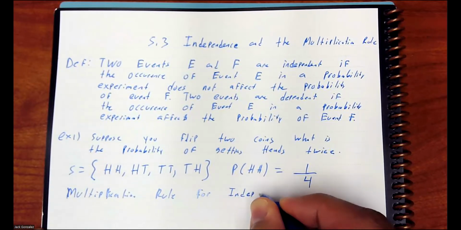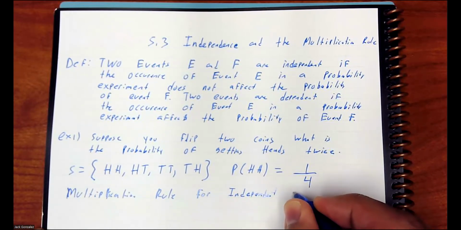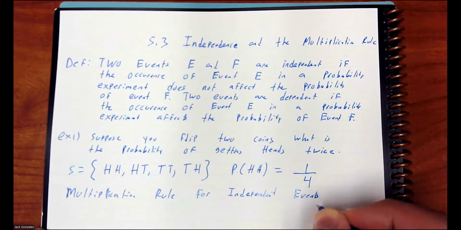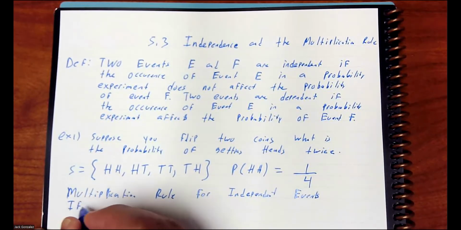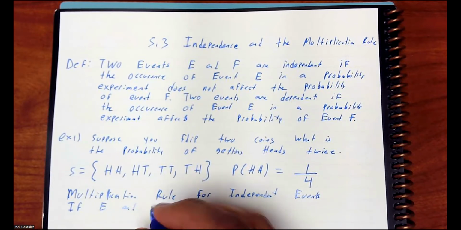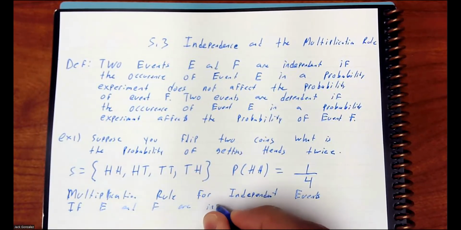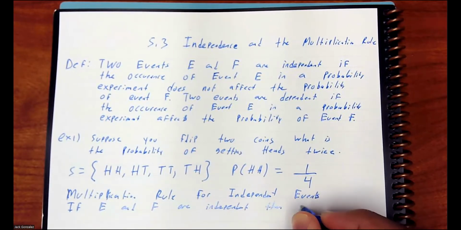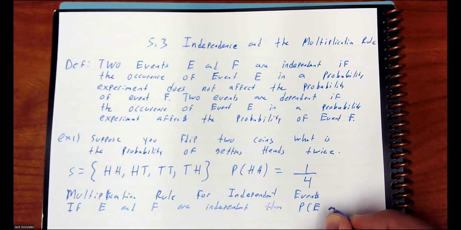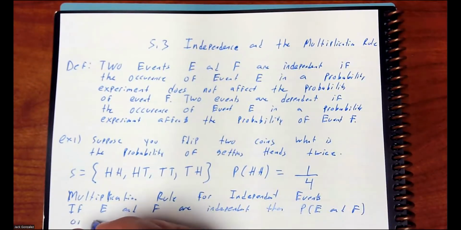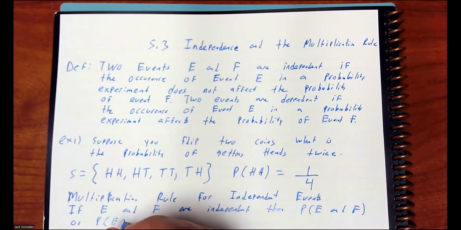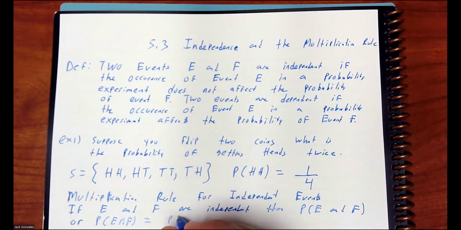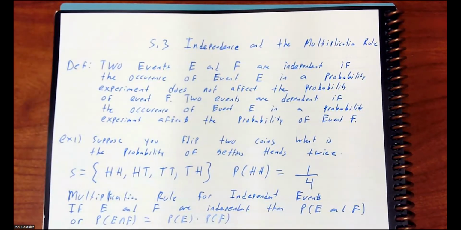For independent events. If E and F are independent, then the probability of E and F, or the probability of E intersected with F, is equal to the probability of E times the probability of F. So that's your multiplication rule.